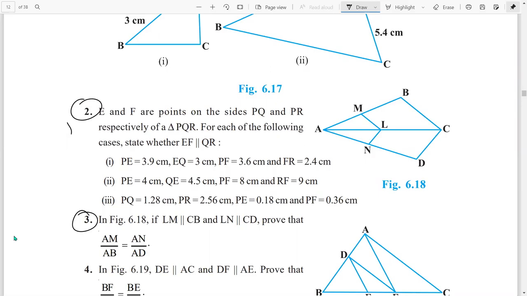Remaining two also, you will do the same way. In some of the cases, the ratios may be equal. So wherever the ratios are equal, that's where the EF will be parallel to QR.